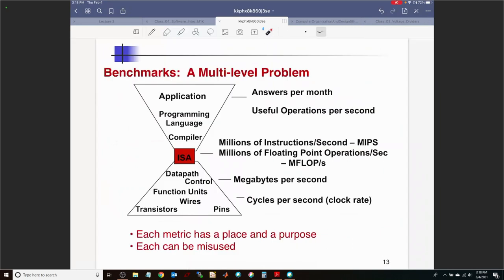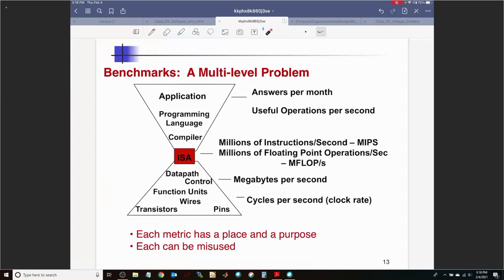That leads us into benchmarking. And you hear this term a lot whenever we try to compare computers, right? Whenever a faster computer or computer architecture comes out, we hear, okay, how does it fare with respect to some benchmarks? The reason we need to talk about benchmarks is because it's a multi-level problem.